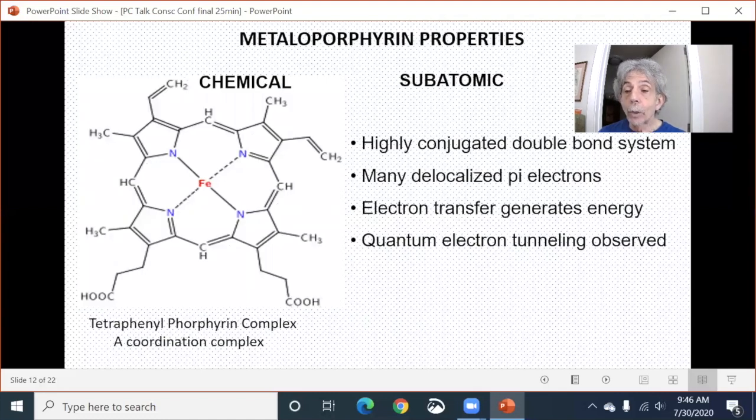Here's an actual picture of it with iron in the center. It's called tetraphenylporphyrin complex, or TPP, in the scientific literature. And it is characterized by highly conjugated double bonds, many delocalized electrons, pi electrons. It's characterized by electron transfer processes, and even quantum tunneling has been observed. So this is a quantum phenomenon that we're talking about.